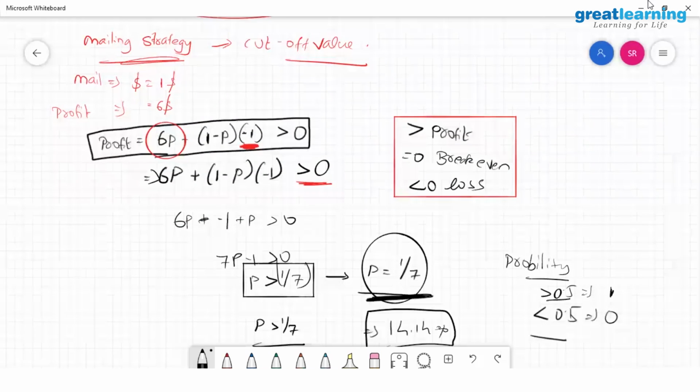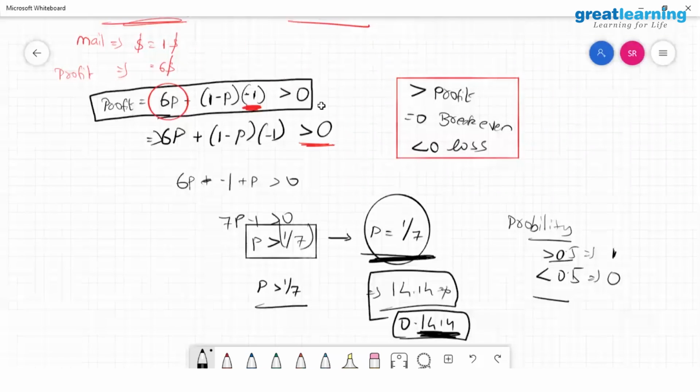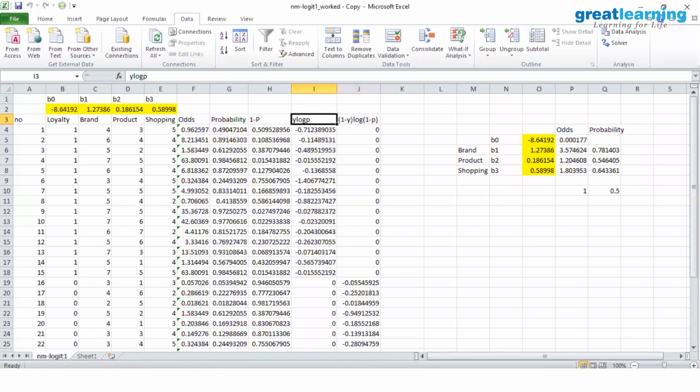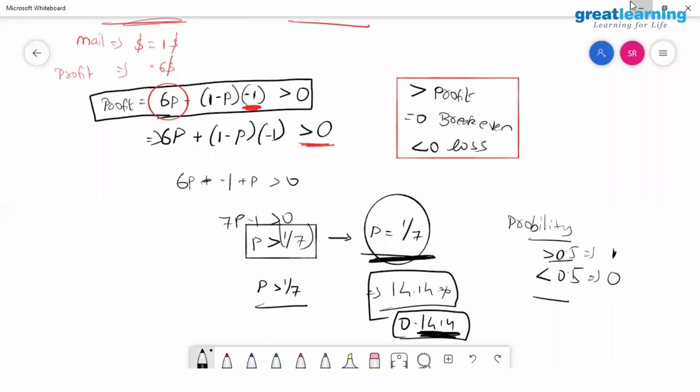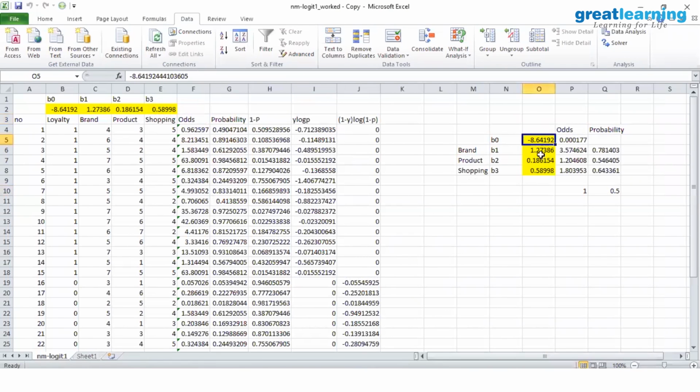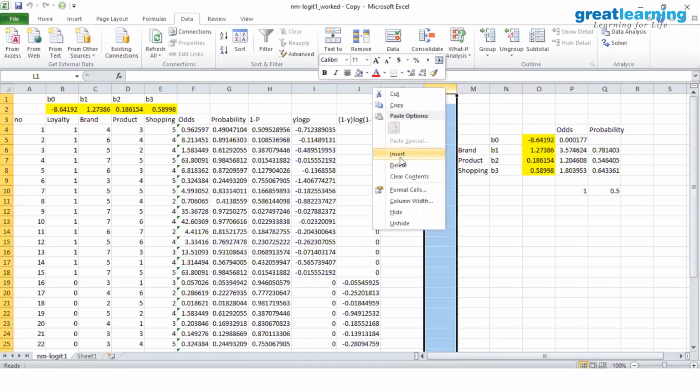Maybe when we are discussing the ROC curve, we'll go back and discuss this profit strategy again. As of now, we have derived this B1, B2, and B3. What I could do here is build a confusion matrix so that you may understand more.